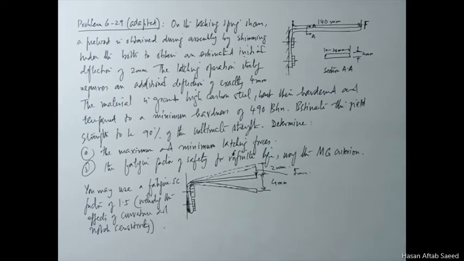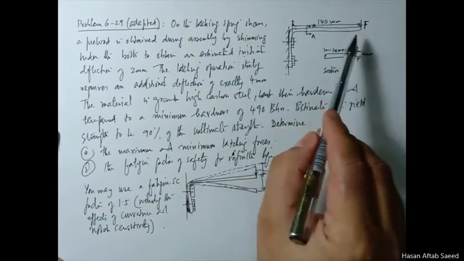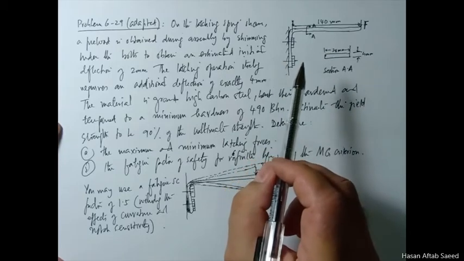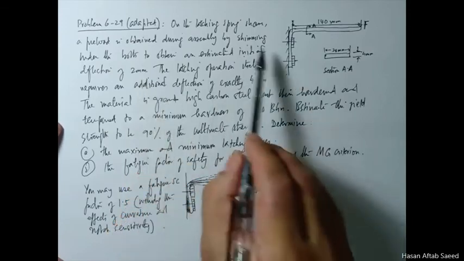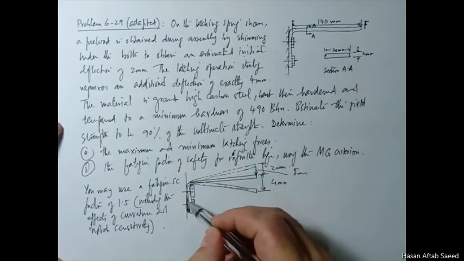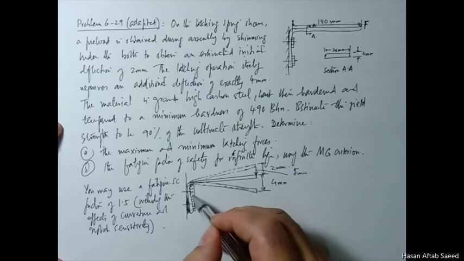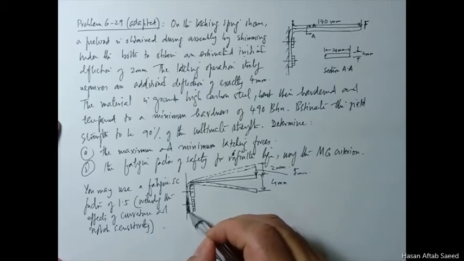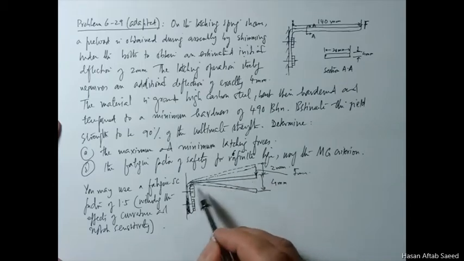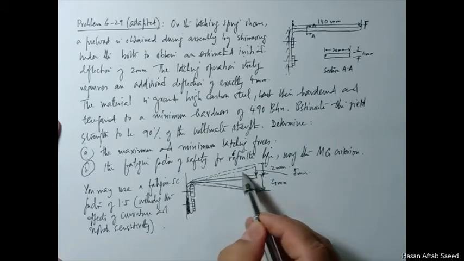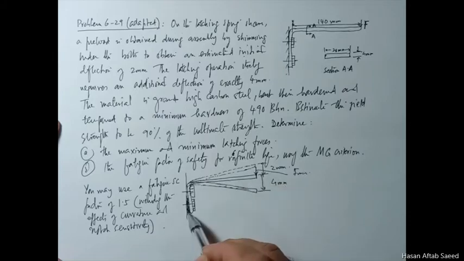This is another example problem. This is adapted from problem 629 of your textbook, and it reads, on the latching spring shown, a preload is obtained during assembly by shimming under the bolts to obtain an estimated initial deflection of 2 millimeters. What this means is actually this: you apply some shims here and then you tighten the bolts. Because the shims are predominantly in this region, this spring takes this dotted shape because of these shims.